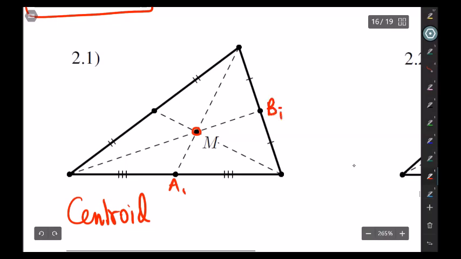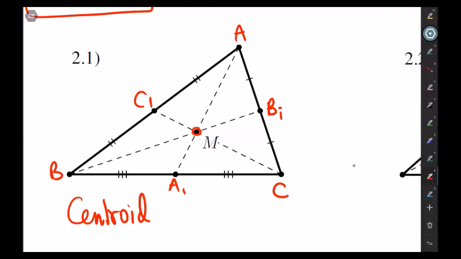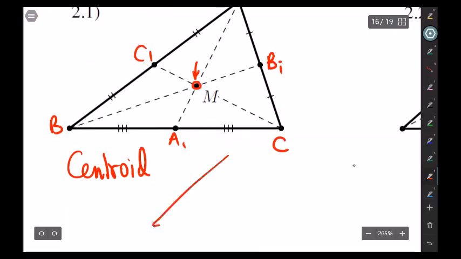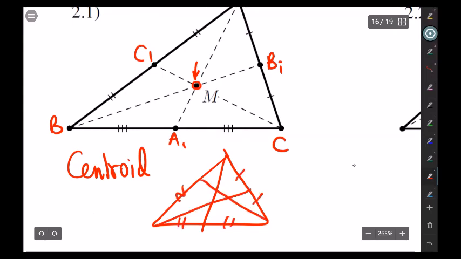Why is it that the 3 medians, let's call the midpoints A1, B1 and C1, so this is ABC, why is it that AA1, BB1, CC1 concur at the same point? Why would they concur? Why not like that? This is a median, that's a median, and then this is a median. Why do they have to concur? Usually 3 lines meet in 3 points. It's really magical that they meet at the same point, right?